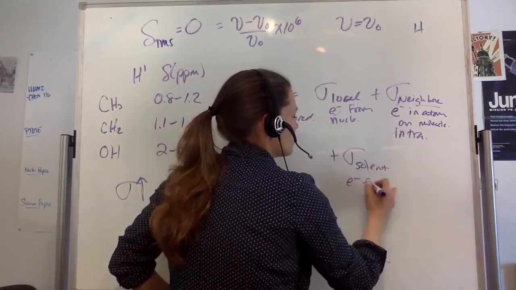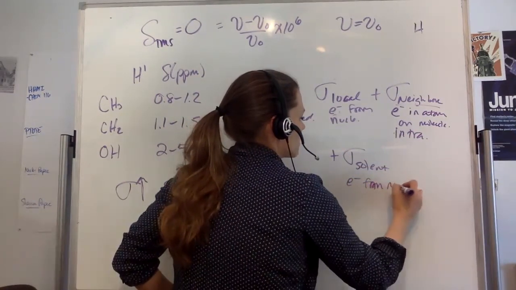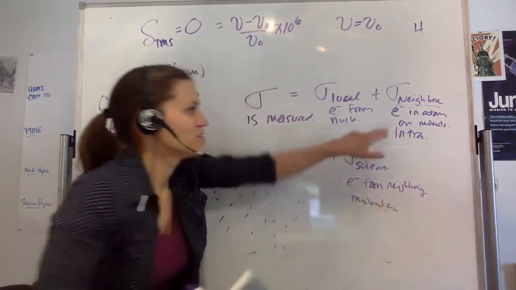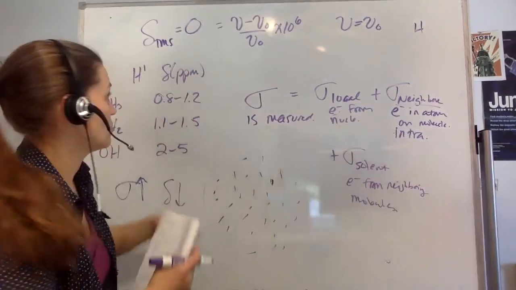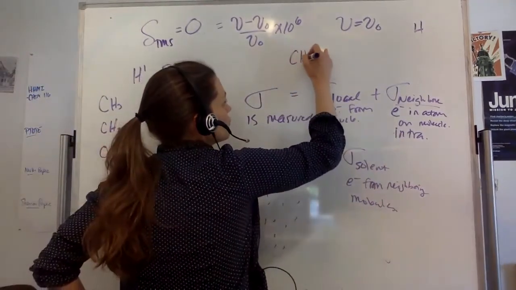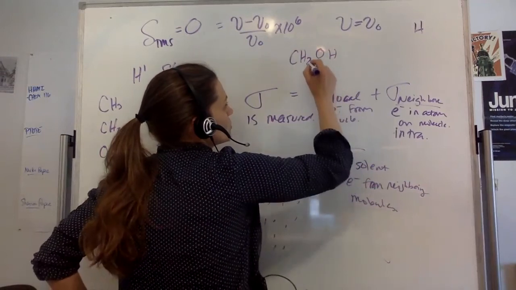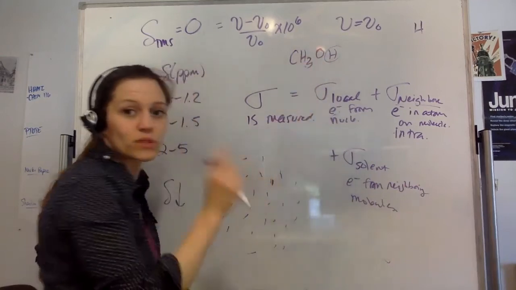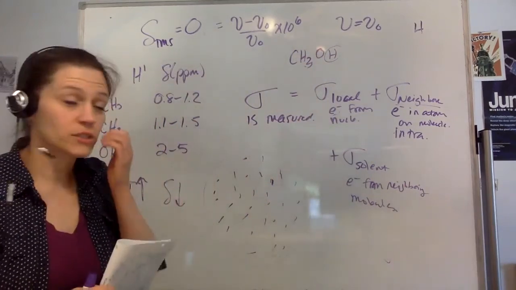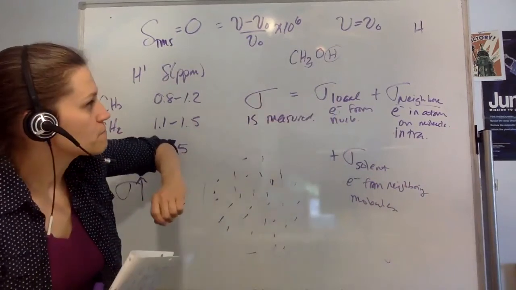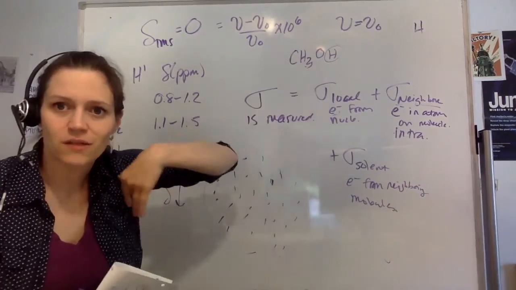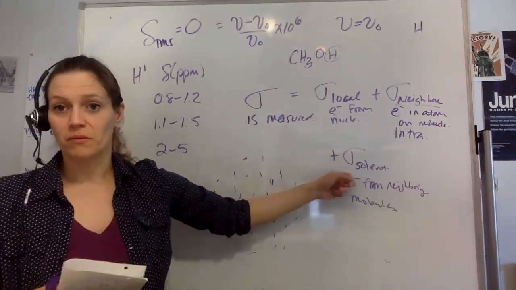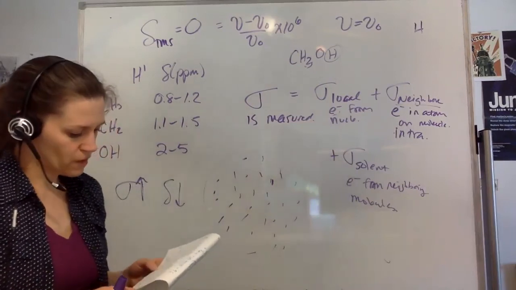And this is the electrons from neighboring molecules. Sorry about that. So this is the electrons within the same molecule. So that would be like if you had CH3OH, then this proton and these three protons would affect one another's chemical shift through the shielding constant. And then if you had a bunch of methanols in the same liquid state, then methanol 1 might affect methanol 2, and that would be from the shielding constant of the solvent.